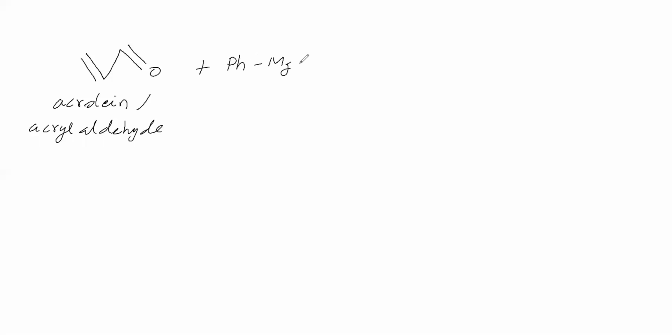So next we'll take an alpha beta unsaturated compound, one example. The substance is acrolein, otherwise called acryl aldehyde. It reacts with Grignard reagent, phenyl magnesium bromide, with ether as the solvent, then warming. Then we have to take it for hydrolysis in the presence of acid.